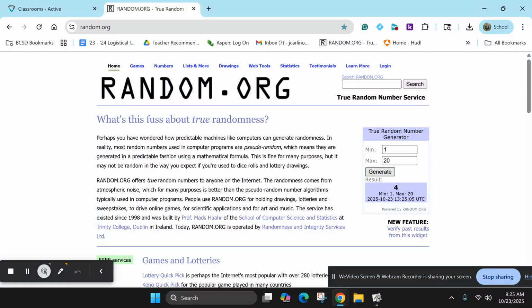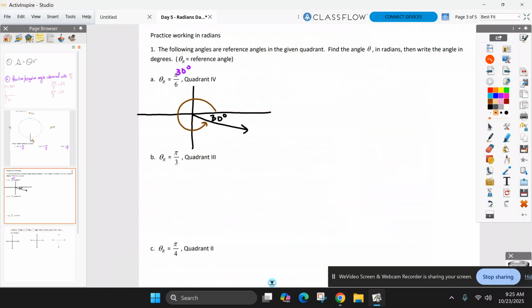Gia, talk me through this. How do I find that angle? 360 minus 30. So that's going to give me 330 degrees. Awesome. Any questions on how Gia found that?